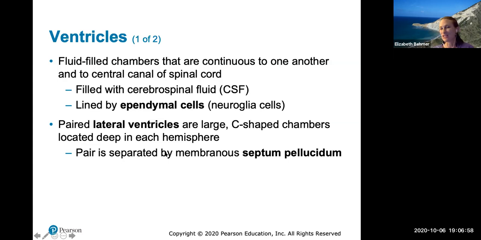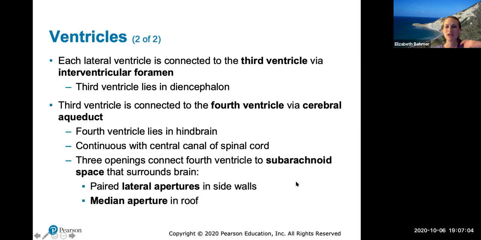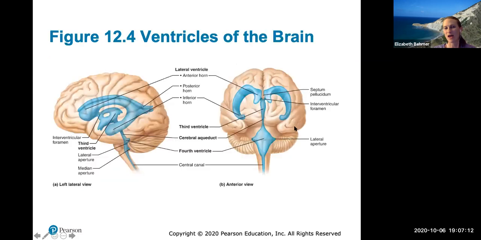You have two C-shaped chambers that are the lateral ventricles, and that pair is separated by the septum pellucidum. You have a third ventricle, and then you also have a fourth ventricle, which is connected to the third by the cerebral aqueduct. Hopefully this picture is kind of familiar from anatomy, and you remember a little bit where these ventricles are located. Again, these ventricles are filled with cerebrospinal fluid.